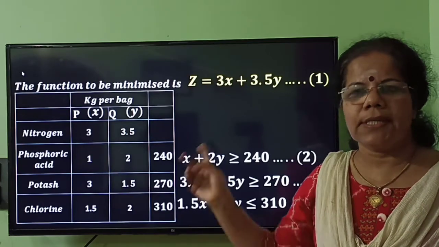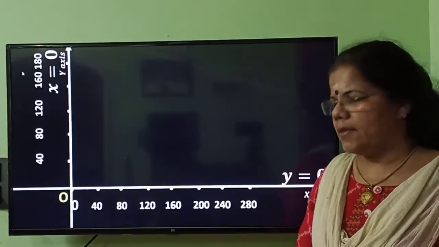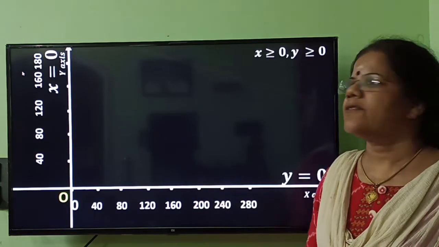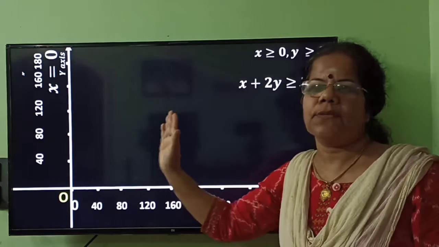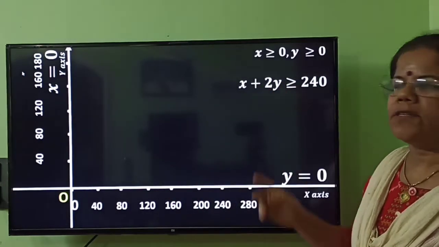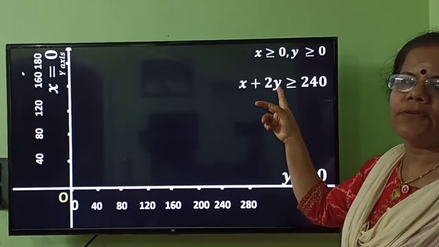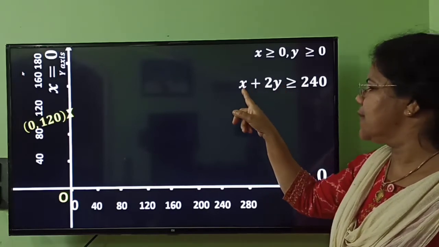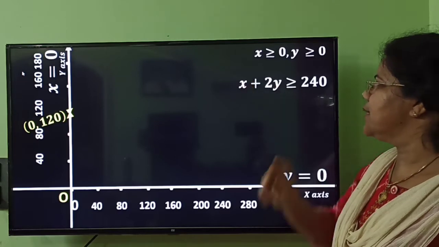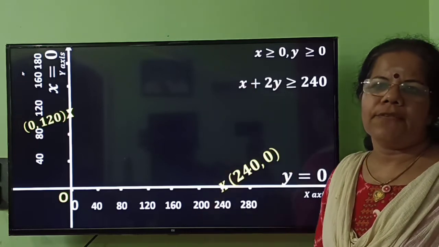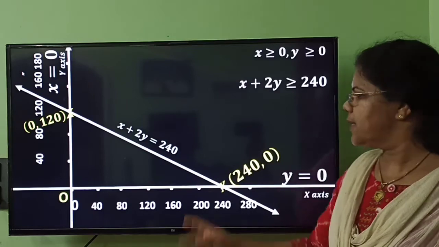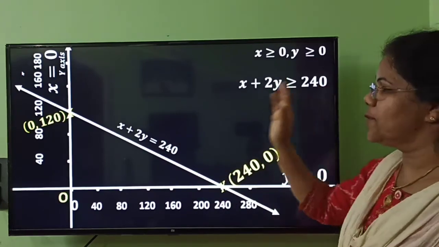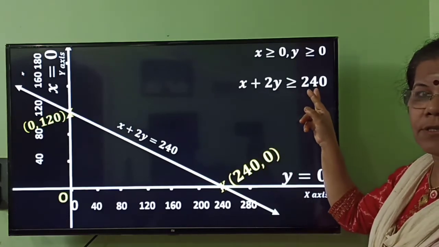Now what's the next step? It is drawing the graph of each inequation. Let us take the first one, x greater than or equal to 0, y greater than or equal to 0. It is in the first quadrant. Then x plus 2y greater than or equal to 240: x equal to 0, y is equal to 120, so 0, 120 is a point. Then when y is equal to 0, x equal to 240, so 240, 0 is the second point. Then the graph is x plus 2y equal to 240. We got the line. Then we need greater than or equal to 240.